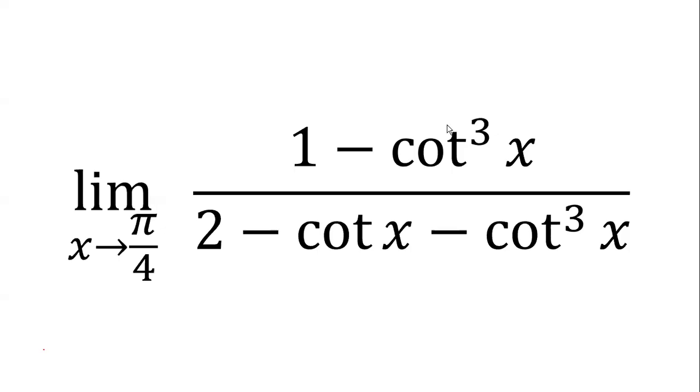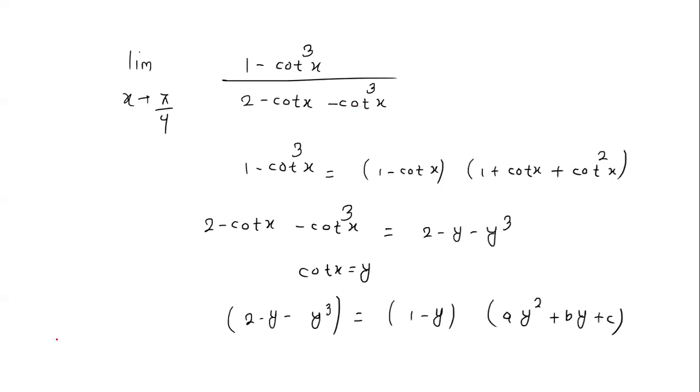So hello guys, in this video we are going to solve this problem. It is given that we have to find the limit of this thing. In the numerator we have (1 minus cot x) whole cube, and in the denominator we have 2 minus cot x minus (cot x) whole cube, and the limit is x tending to pi by 4.